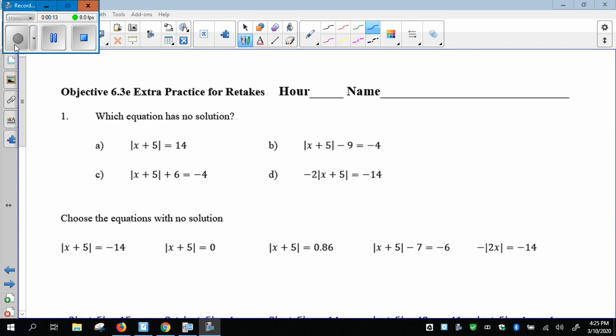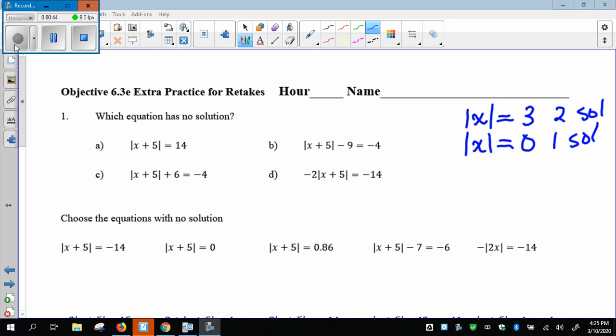This is about absolute value. The first problem here, we want to know which equation has no solution. One thing we know, you can write these notes down: if the absolute value of x is a positive number, like say 3, then there will be 2 solutions. If the absolute value of x equals 0, there will be 1 solution.